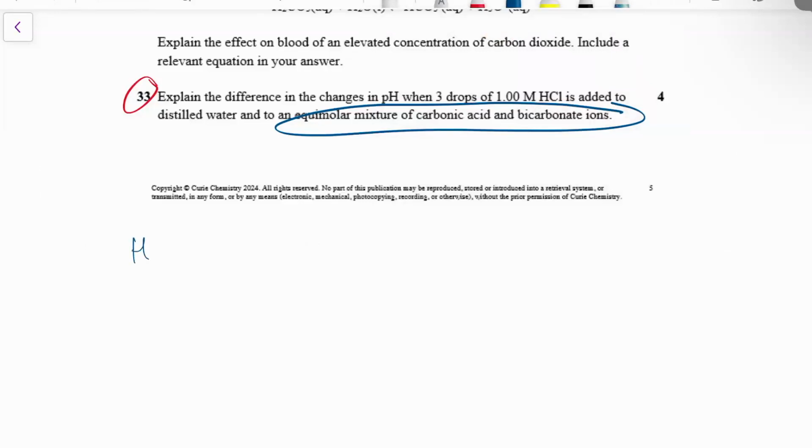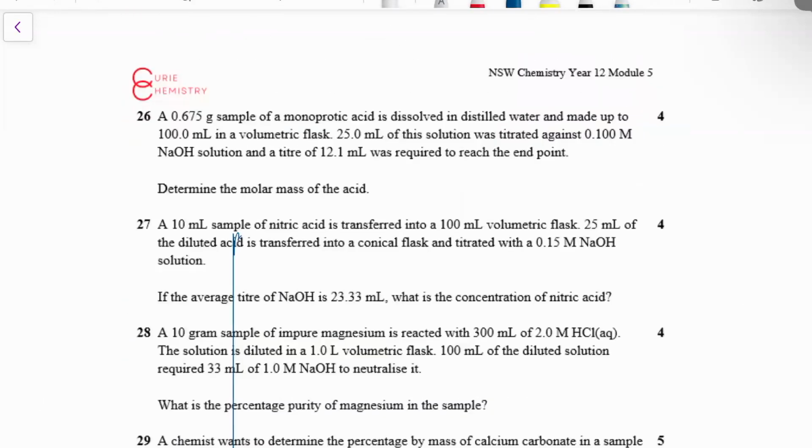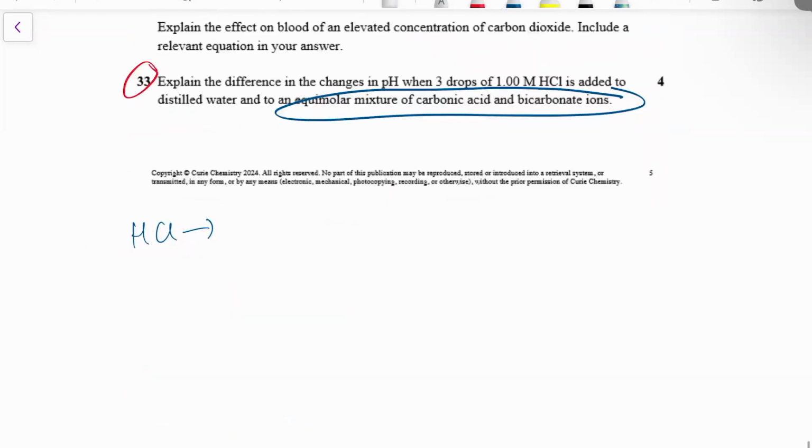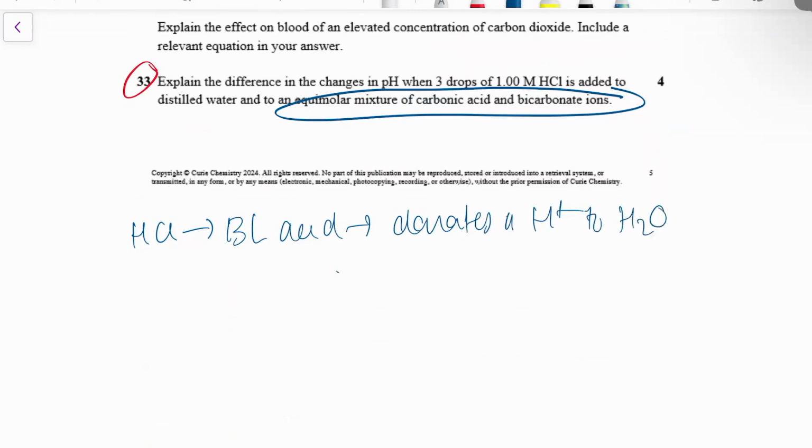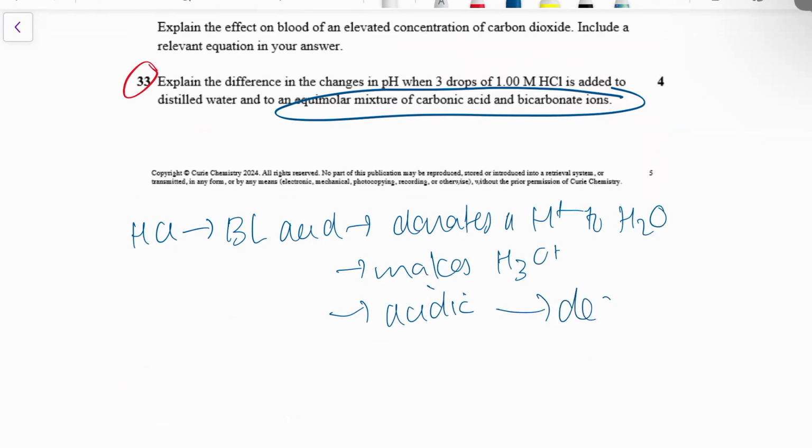So HCl is a Bronsted-Lowry acid. It donates a proton to H2O, therefore it makes H3O plus, which means it becomes more acidic. And if it becomes more acidic, what's happening to pH? It's decreasing. Yeah, pH is decreasing.